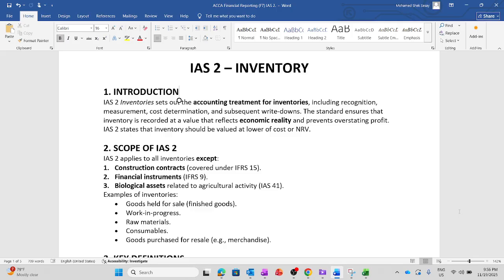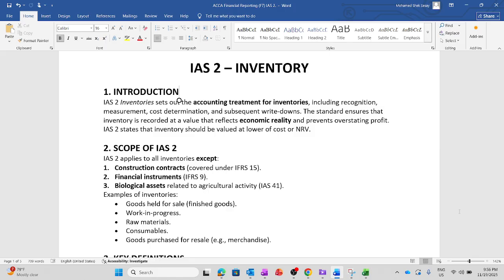Today, we are going to cover IAS 2, which is inventory. We are going to look at the accounting treatment for inventories, the recognition, and the measurement, and how we can calculate the value of inventory using the cost method, and also how we can account for the subsequent write down of inventory. According to IAS 2, inventory should be valued at the lower of cost or the net realizable value. Very important concept that we need to know according to IAS 2.